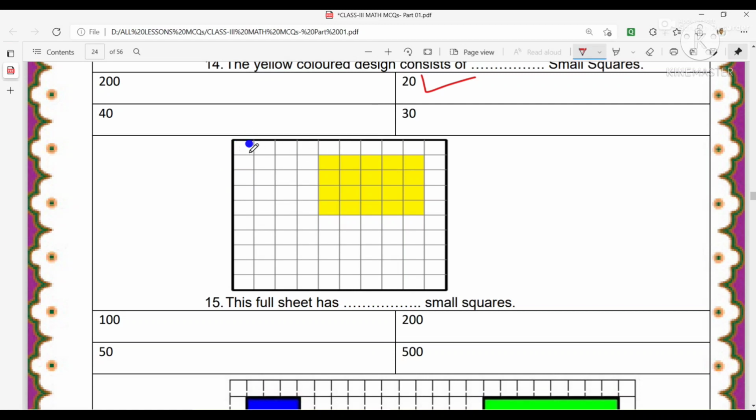Along the length, how many squares are there? 1, 2, 3, 4, 5, 6, 7, 8, 9, 10. Along the breadth, 1, 2, 3, 4, 5, 6, 7, 8, 9, 10. So 10 into 10. Okay. So the answer will be 100.